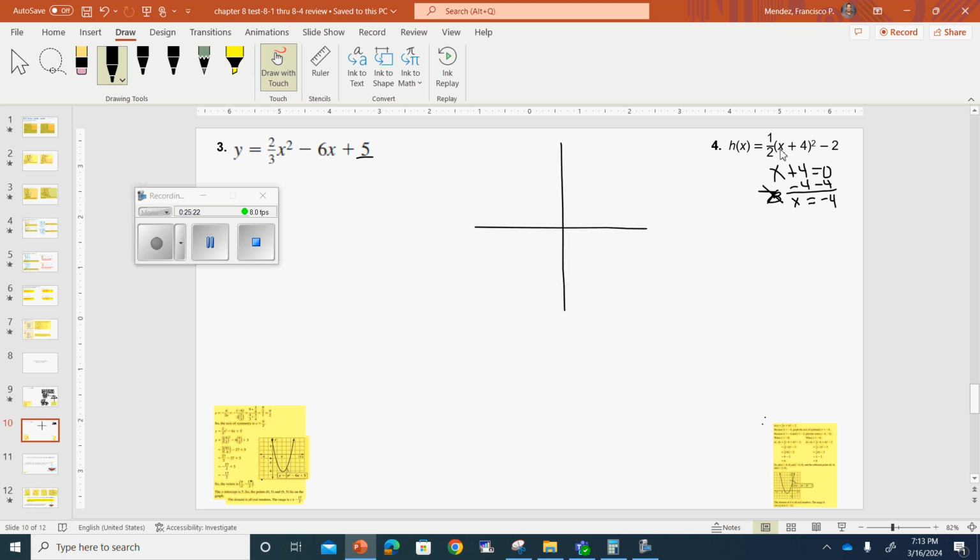Because remember, we're taking x squared, right, which normally would be here, right? This number here is just making a shrink or a stretch, so it's not going to move that. But this is going to move it, right, forward to the left. So 1, 2, 3, 4, right? And so that's going to make the axis of symmetry -4.